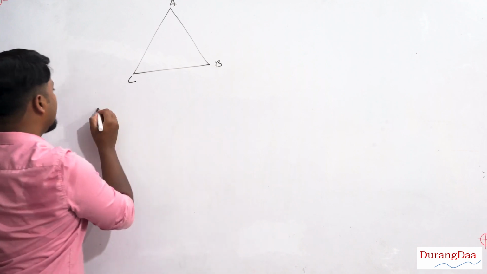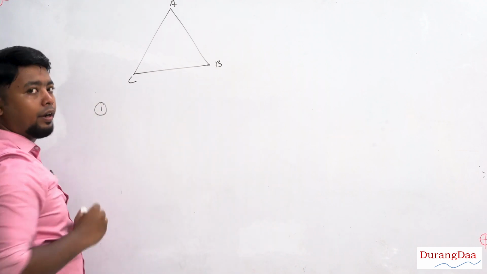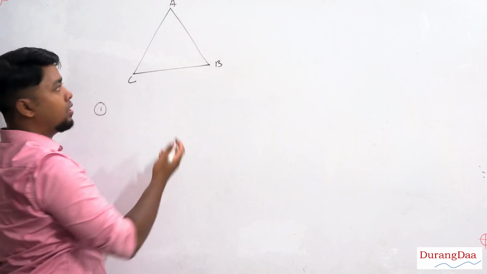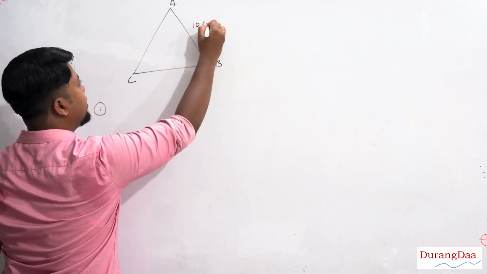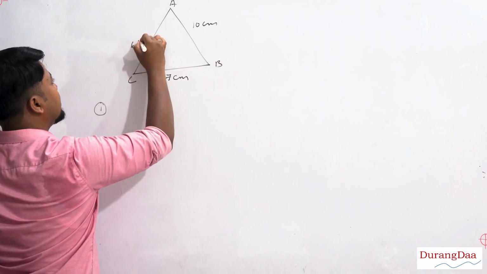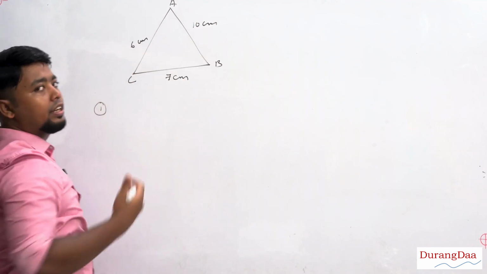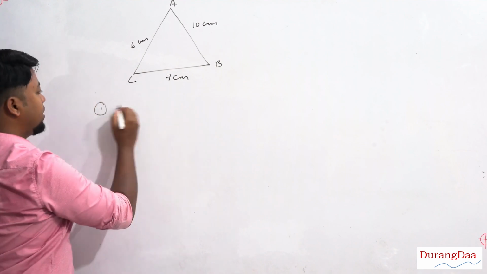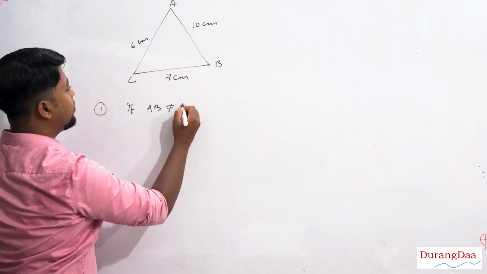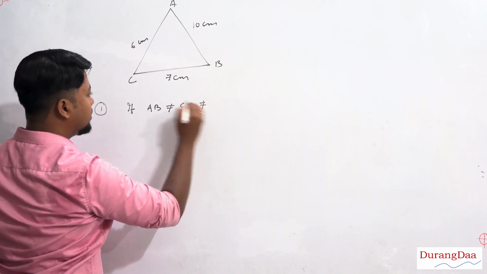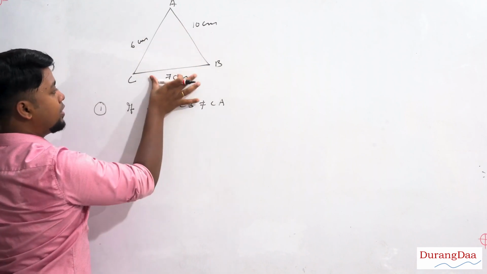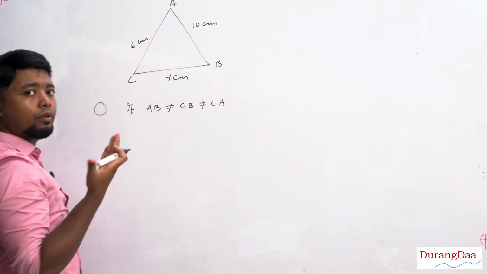Now, a few points to keep in mind. If none of the sides are equal to each other, suppose this side is 10 centimeters, this side is 7 centimeters, this side is 6 centimeters, clearly none of the sides are equal. So I can write here, AB is not equal to CB, and CB is not equal to CA. That is clear from the figure.